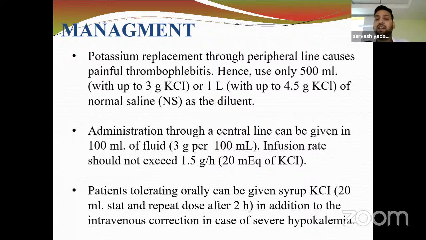Administration through the central line can be given in 100 ml of fluid with up to 3 gram per 100 ml. Infusion rate should not exceed 1.5 gram per hour, equal to 20 milliequivalent of KCl. A patient tolerating orally can be given syrup KCl 20 ml stat and repeated after 2 hours, in addition to the intravenous correction in case of severe hypokalemia.